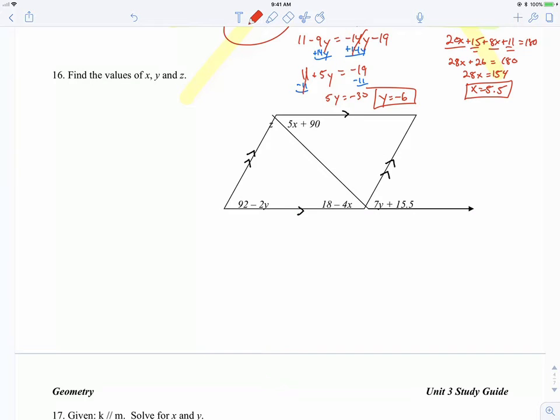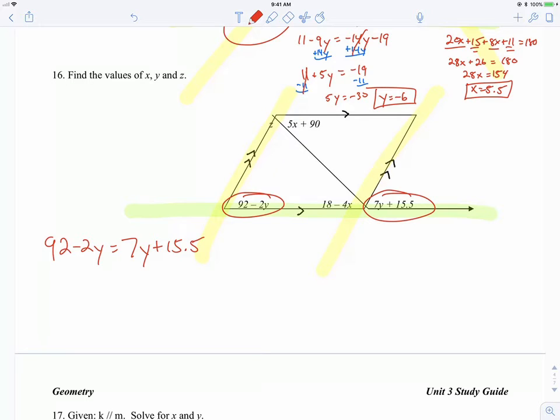Okay, for number 16, we're going to look at these parallel lines here and a transversal right here. That makes this angle correspond with that angle. So we have an equation, 92 minus 2y equals 7y plus 15.5.